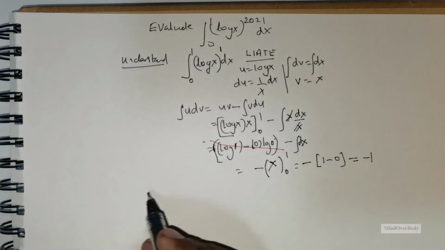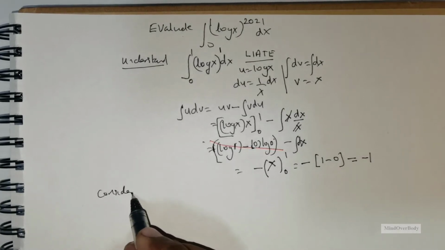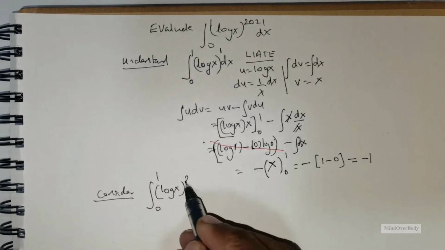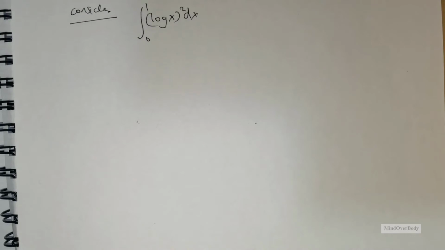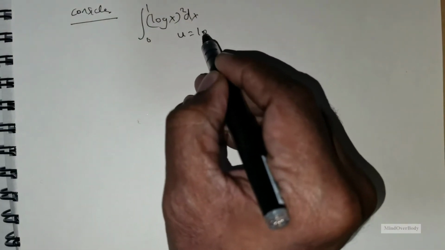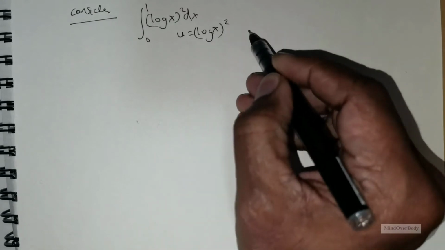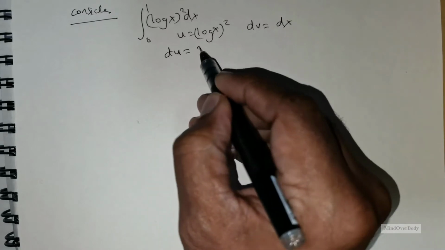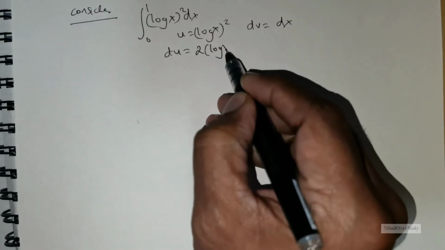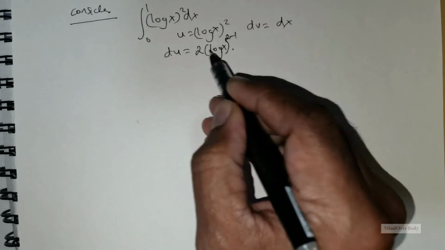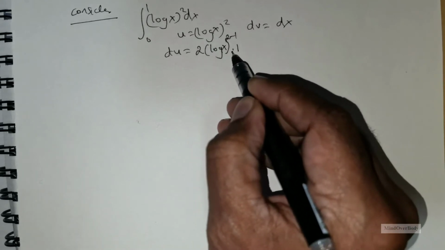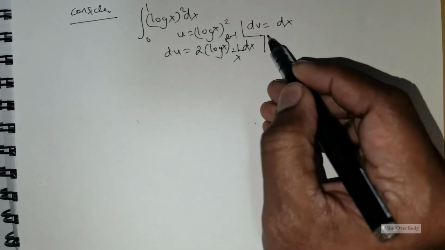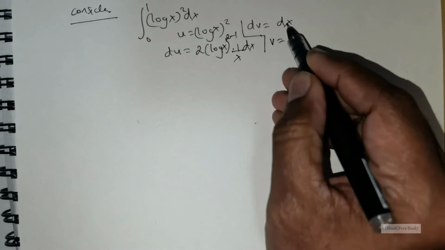Now let us see what happens when we integrate 0 to 1 of (log x) raised to the power 2 times dx. So what happens if I take u to be (log x) raised to the power 2 and dv to be dx? Now this is going to give me du equal to 2 times (log x) raised to the power 2 minus 1 times the differentiation of log x, which is 1 over x times dx.